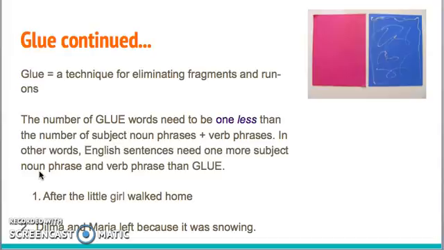Sentence 2: "Dilma and Maria left because it was snowing." Now we have a complex sentence. There is one glue word, "because," but there are two subject-noun phrases, "Dilma and Maria" and "it," and two verb phrases, "left" and "was snowing." Therefore, this is grammatically correct because the number of glue words is one less than the number of subject-noun phrases and verb phrases.